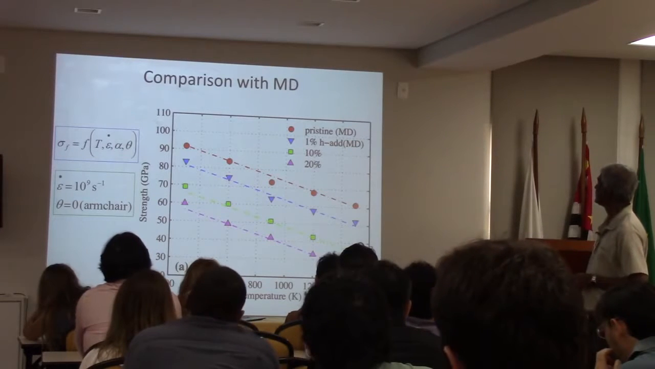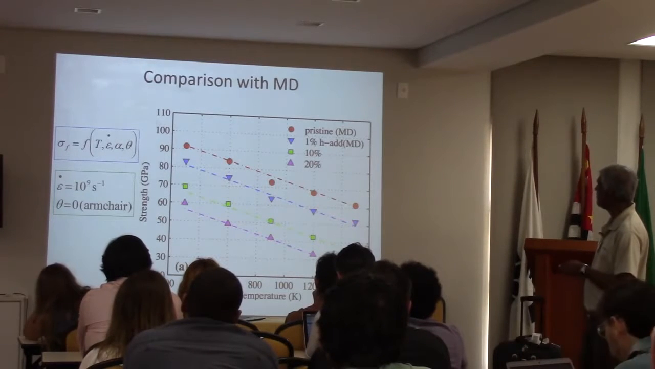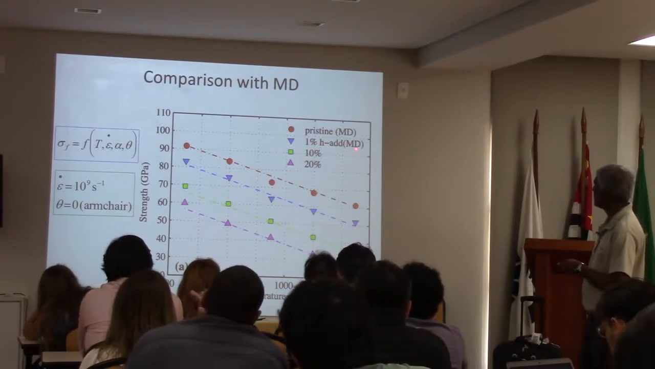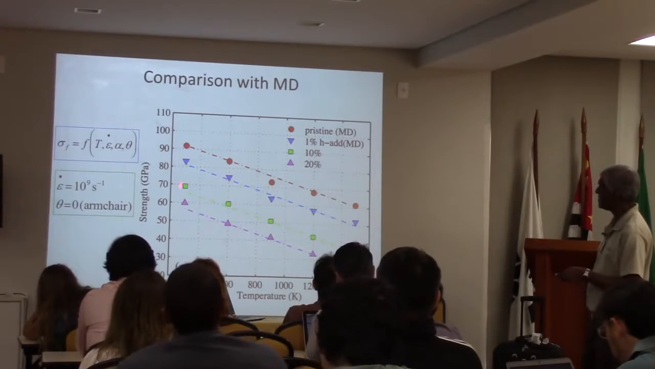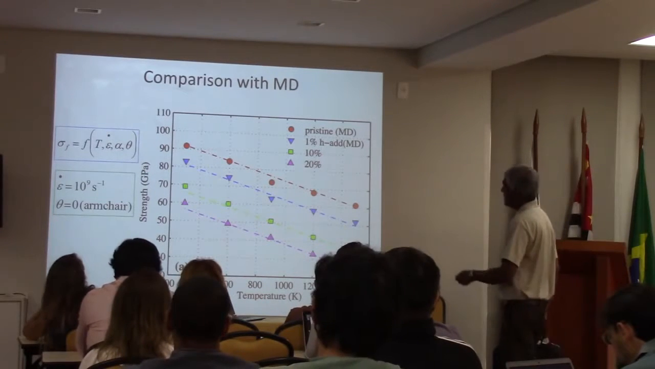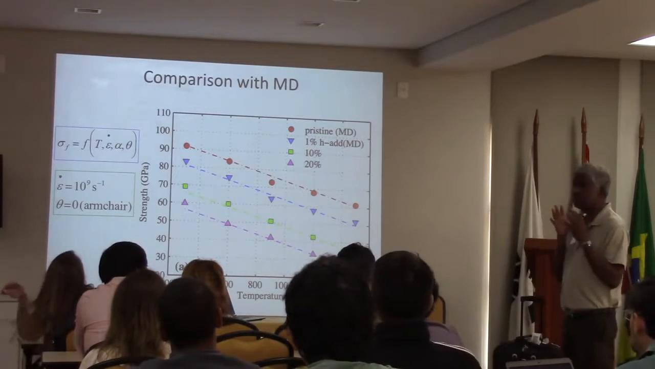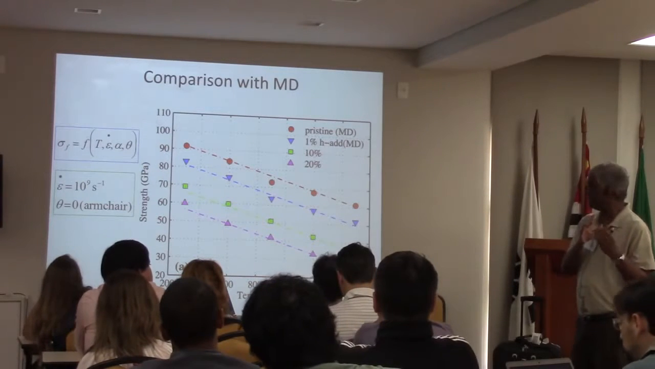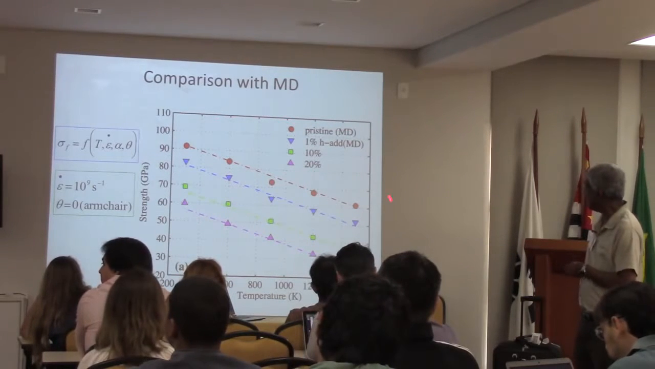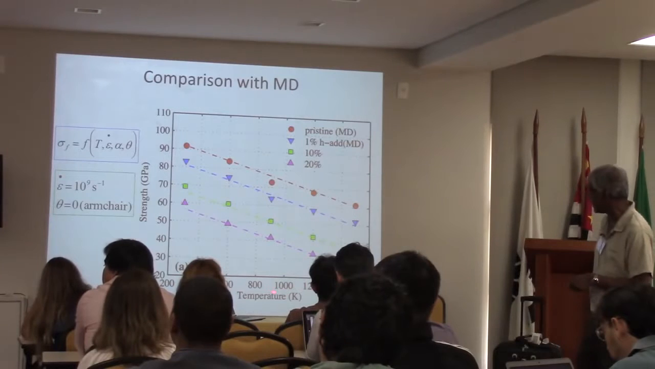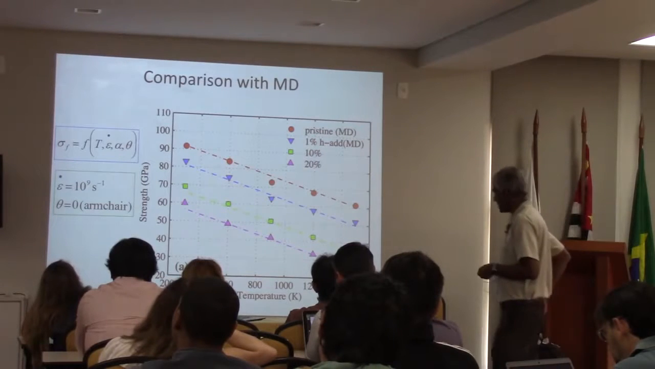So you can see that this is my pristine graphene solution, and this is the solution I get from 1% H adatoms MD, 10%, 20%. At different temperature, what is the strength? So you can see that for all practical purposes, I can develop a continuum type equation, using the ideas of continuum mechanics, to simulate the behavior of a graphene sheet at different temperatures, and to predict the strength of that in the presence of hydrogen atoms.